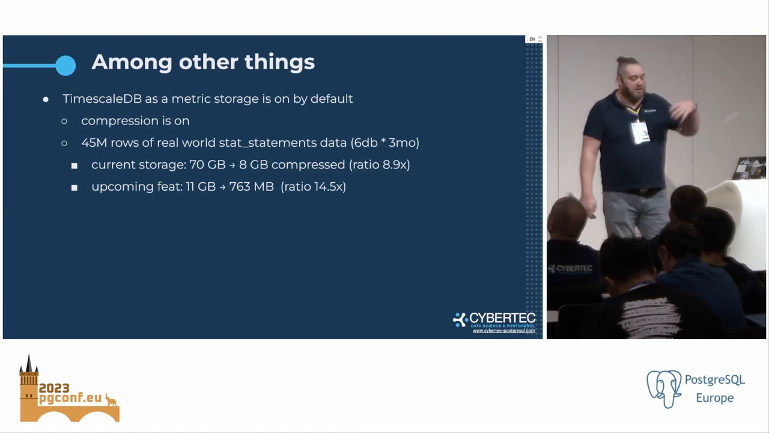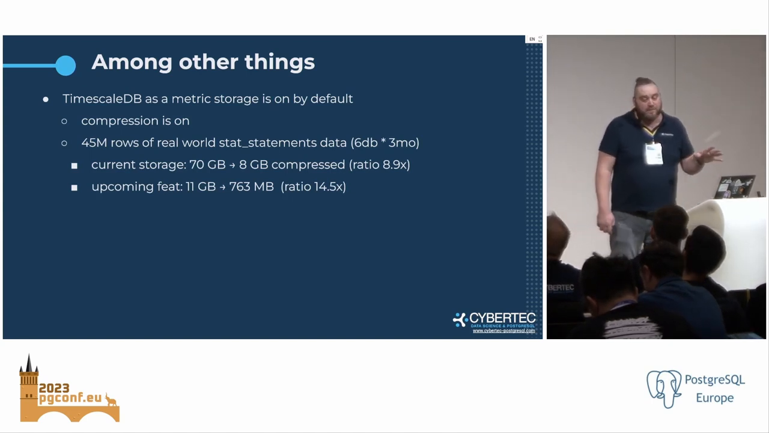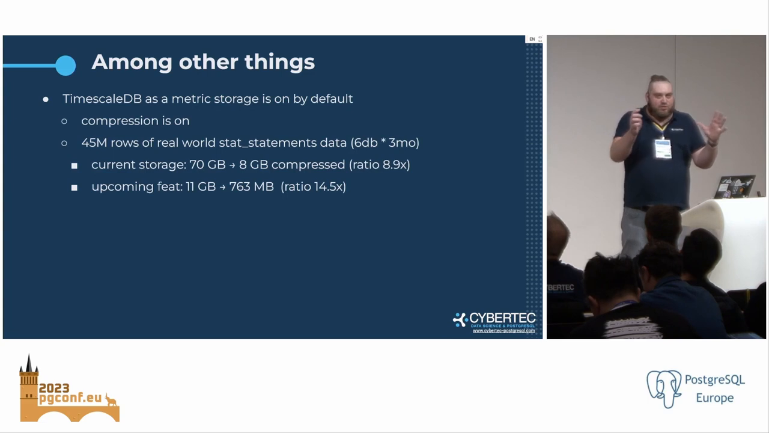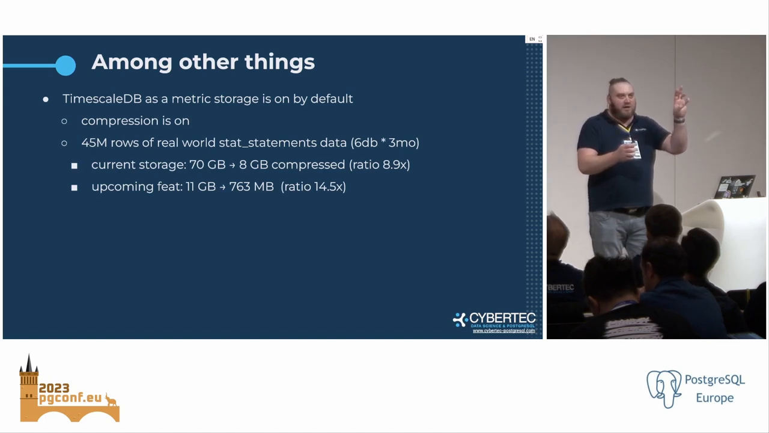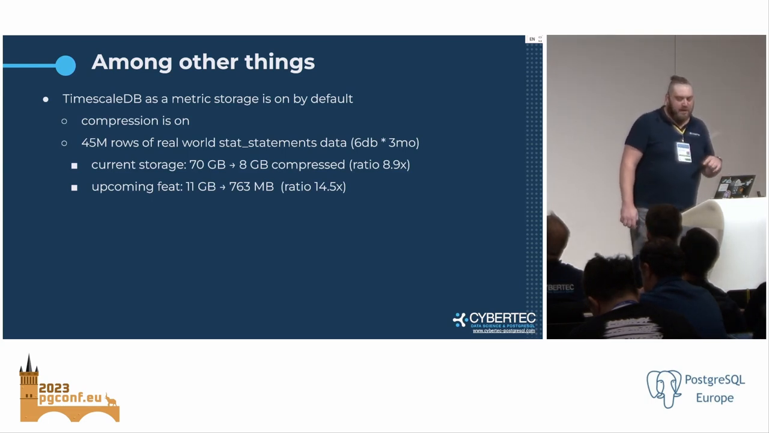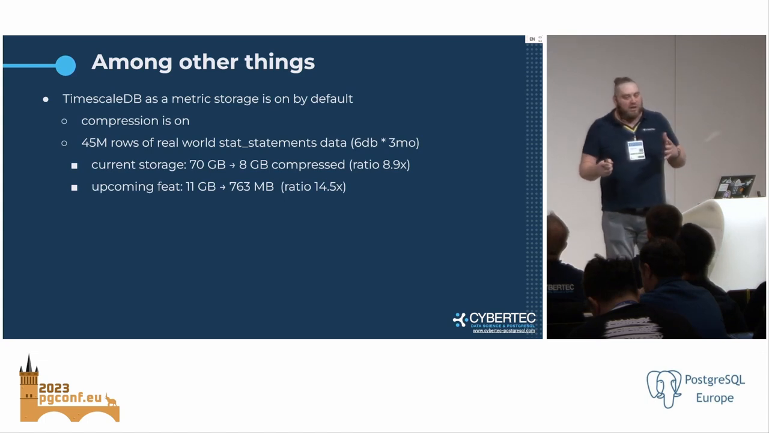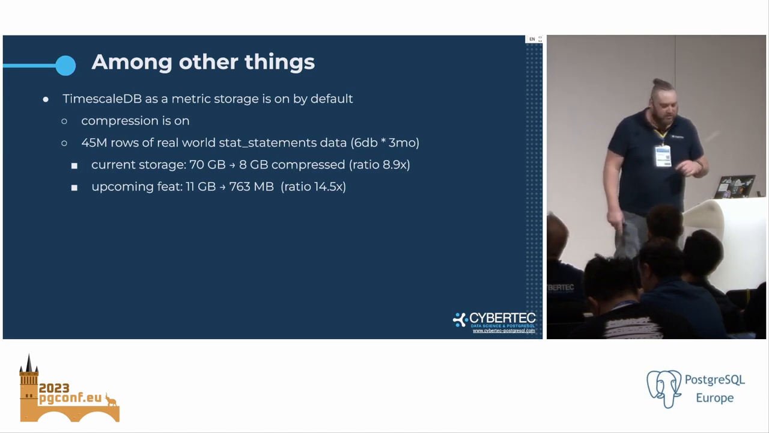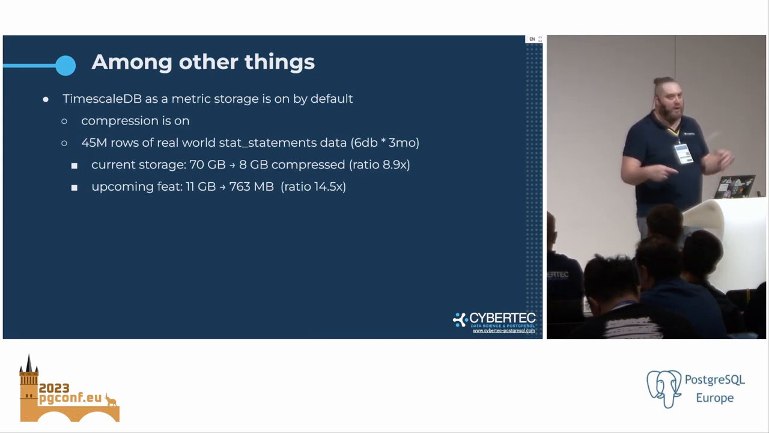For example, my colleague Hans Asma, thank you, made some experiments. We see 45 million rows, that means about 6 monitored databases for 3 months. With the current storage schema, it is 70 gigabytes in vanilla Postgres. If we use TimescaleDB for that purpose, from 70 gigabytes we have only 8. And the new upcoming feature, which is actually the last feature before release, will store the metrics 7 times smaller, about 11 gigabytes. And if you use TimescaleDB, it's even smaller, way smaller.